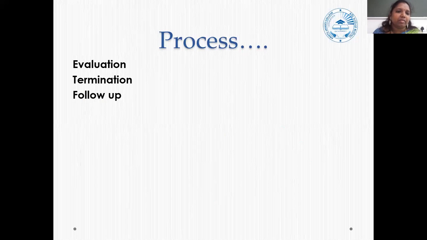And then once the caseworker feels the client is happy about the intervention and has progressed gradually, termination can be introduced to the client, where the relationship can be terminated. Once the termination is done, the caseworker can do a follow-up.